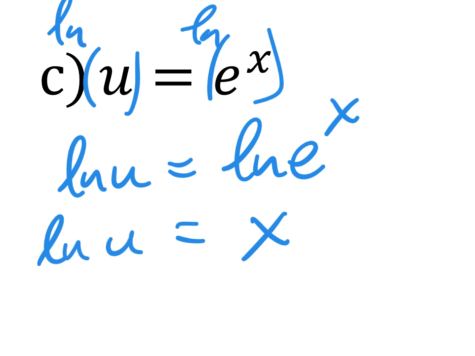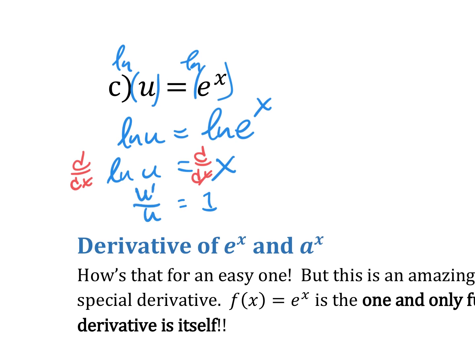And so now if we take the derivative of both sides, we end up with 1. And the derivative of natural log is u prime over u. Now if we multiply both sides by u, we end up with the result u prime equals u.